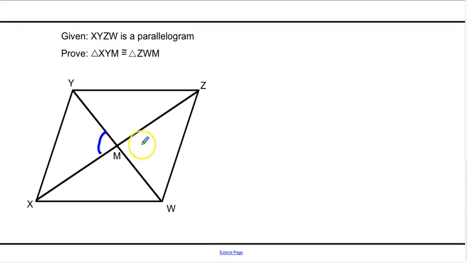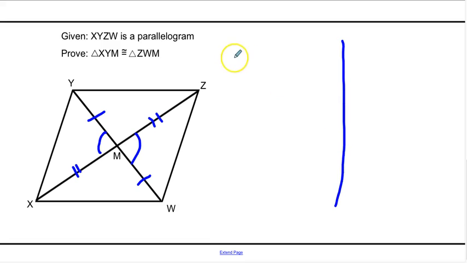We know that we have vertical angles right here, right? Vertical angles are congruent. That's one good thing to mark. Now check this out. See how I mark those? Remember, diagonals bisect each other, so you can write that these two sides are congruent and these two sides are congruent. And look at that, you got side angle side congruence. So now we just got to write the proof and pay attention closely to how this is done.